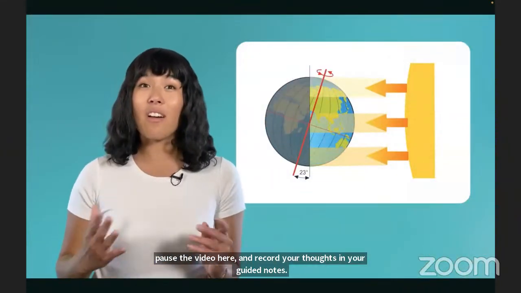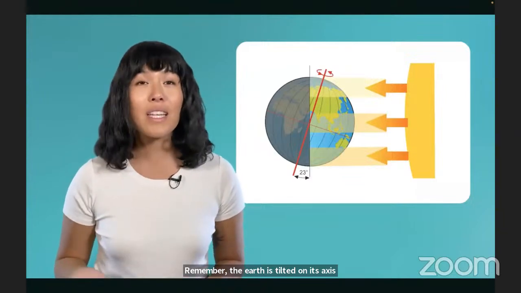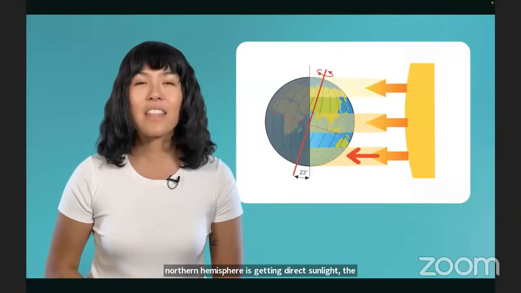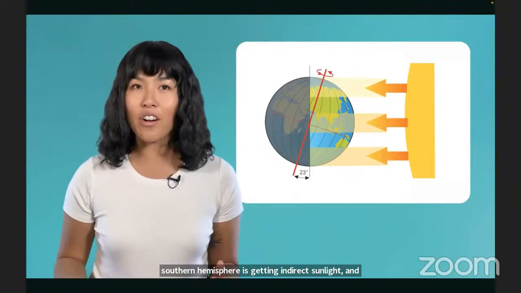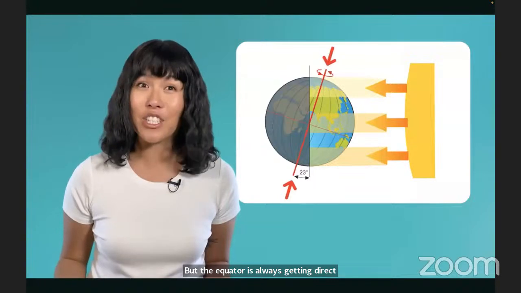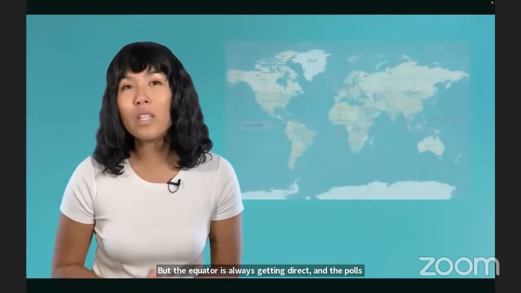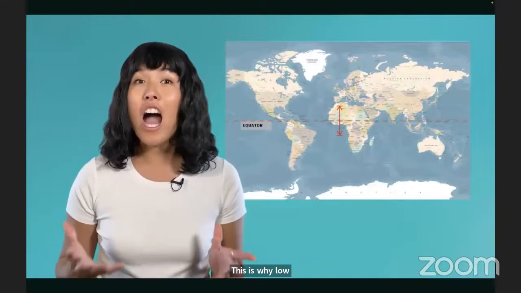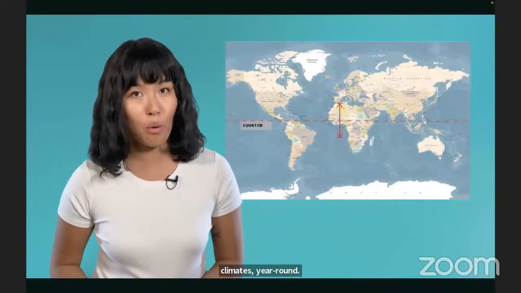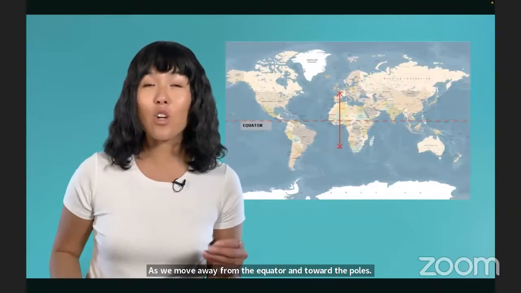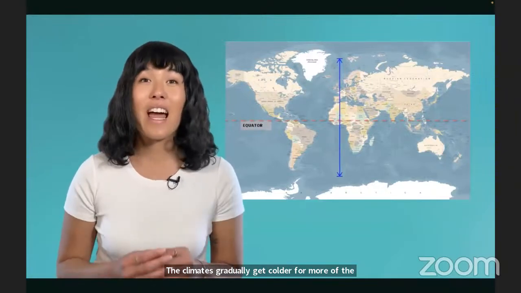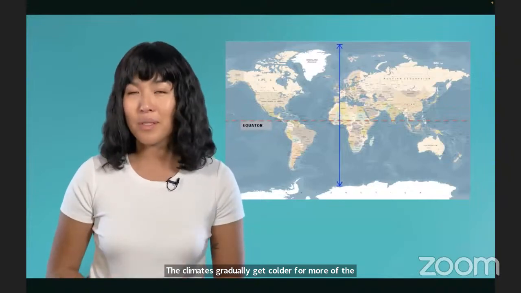Remember, the Earth is tilted on its axis, so while the northern hemisphere is getting direct sunlight, the southern hemisphere is getting indirect sunlight, and the other way around. But the equator is always getting direct sunlight, and the poles are really never getting direct sunlight. This is why low latitude areas near the equator have hot climates year-round. As we move away from the equator and toward the poles, the climates gradually get colder for more of the year until we hit the high latitude areas that have cold climates year-round.